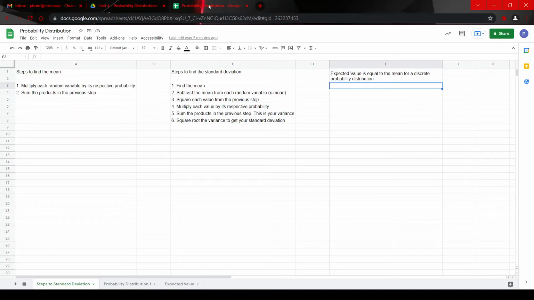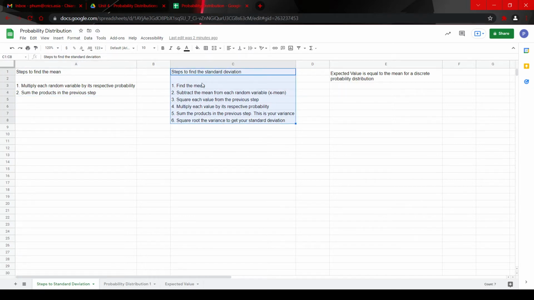All right, guys. So today we went through how to find the mean, variance, and standard deviation of a probability distribution, as well as what the expected value is. So the steps to find the mean: we first multiply each random variable by its probability, and then we just sum up all the products that we get from that multiplication.